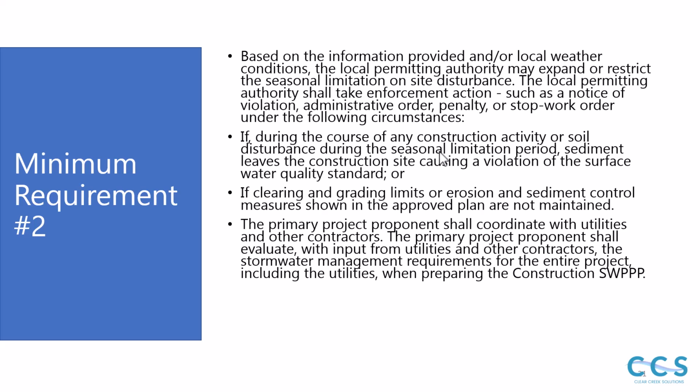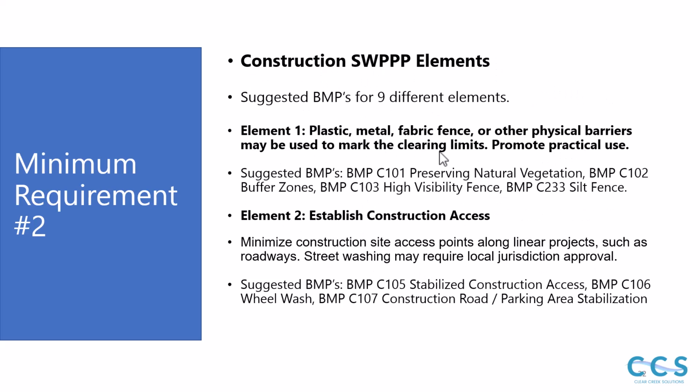The primary project proponent shall coordinate with utilities and other contractors the stormwater management requirements for the entire project, including utilities, when preparing this plan. And so let's talk about the elements. There are suggested BMPs for 9 different elements.